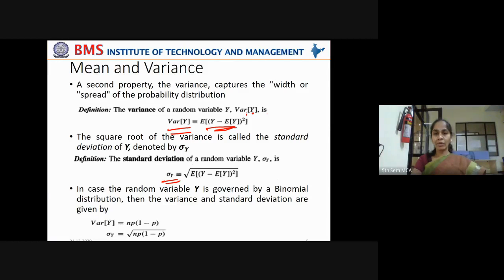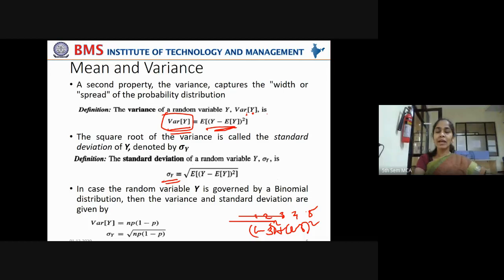Variance of a random variable y is nothing but the expected value of the deviations of each of the data points from the mean, squared and summed up. Expected value means, again, it is the mean. As I showed you, when you have 1, 2, 3, 4, 5 and the mean is 3, each element's difference: (1 minus 3) whole square plus (2 minus 3) whole square plus (3 minus 3) whole square plus (4 minus 3) whole square plus (5 minus 3) whole square, divided by 5. That will give you the variance.